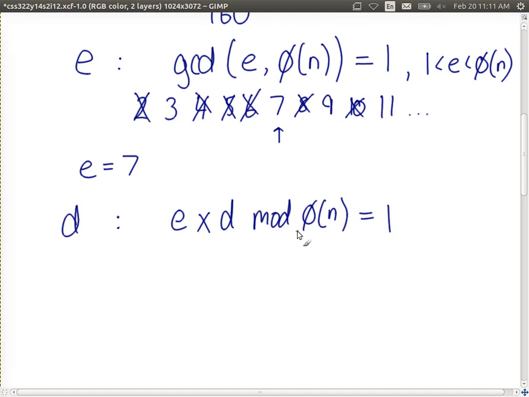So in modular arithmetic, E and D are relatively prime in the totient of n. So we can write that with our values. E was 7. 7 times something mod 160 equals 1. What is that something? That'll be our D.